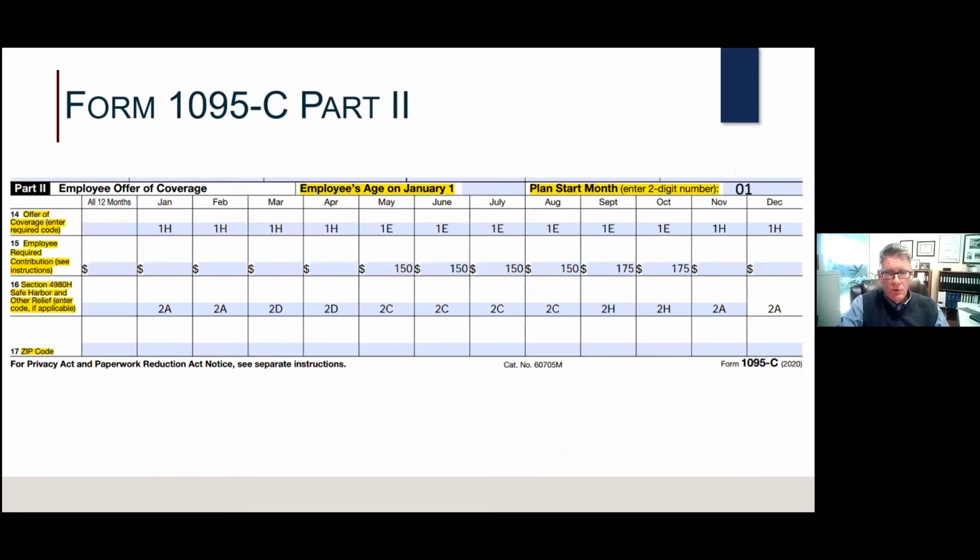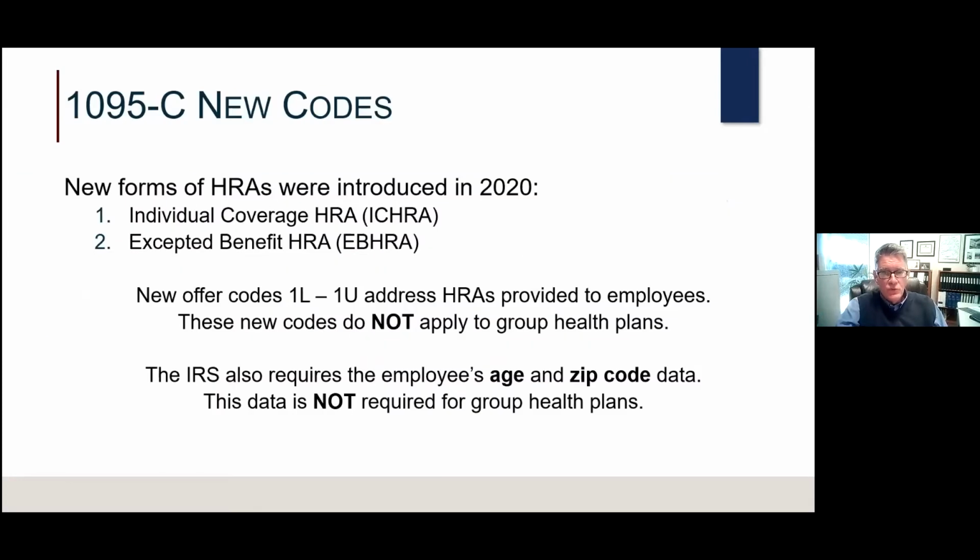Here's part 2 of the form. Most of our webinar today is going to be a deep dive on this section of the form, how it's filled out, what the codes mean, what code combinations make sense, what codes not to use, and what are the penalty drivers. The new codes, again, they're specific to the new forms of HRAs that came out in 2020. I am not going to cover those codes in this webinar. If anybody wants to have more of a discussion about these, contact me after the webinar.